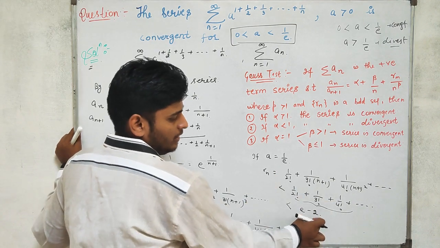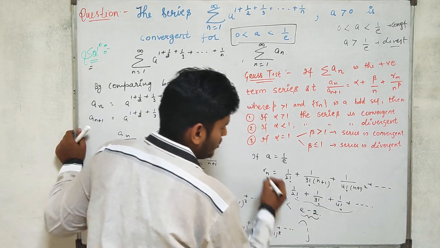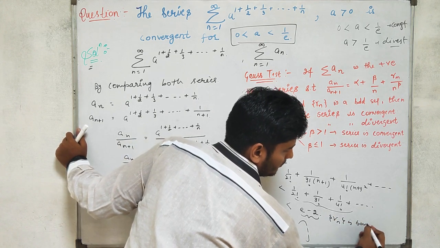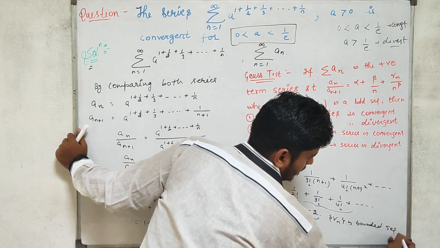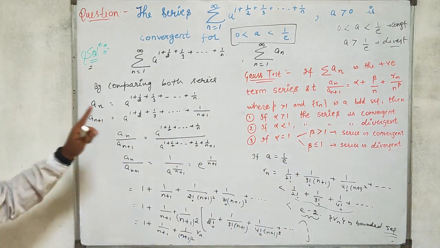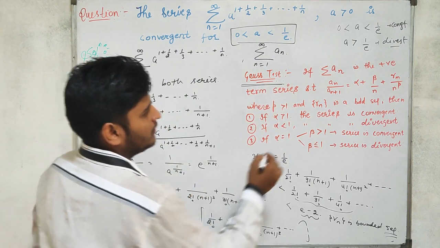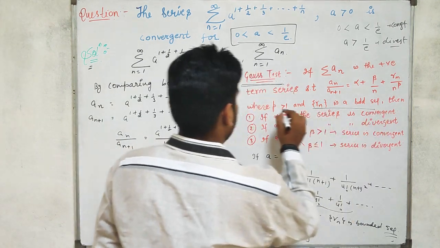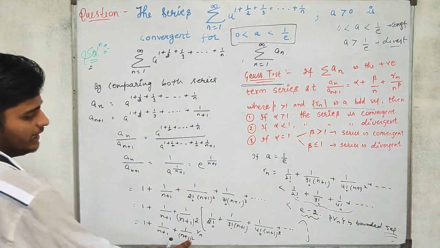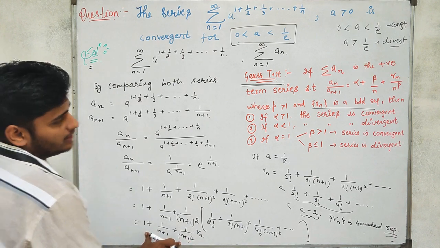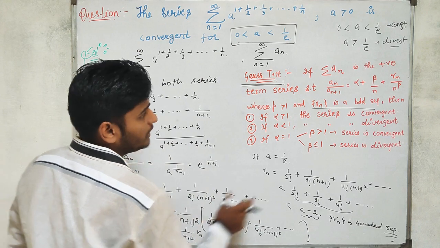So this is a finite term, so gamma n is a bounded sequence. Okay, now both the conditions of Gauss's theorem are satisfied here. The gamma n is a bounded sequence and p is greater than 1. Here the value of p is equal to 2. Now we compare this expression with this expression.